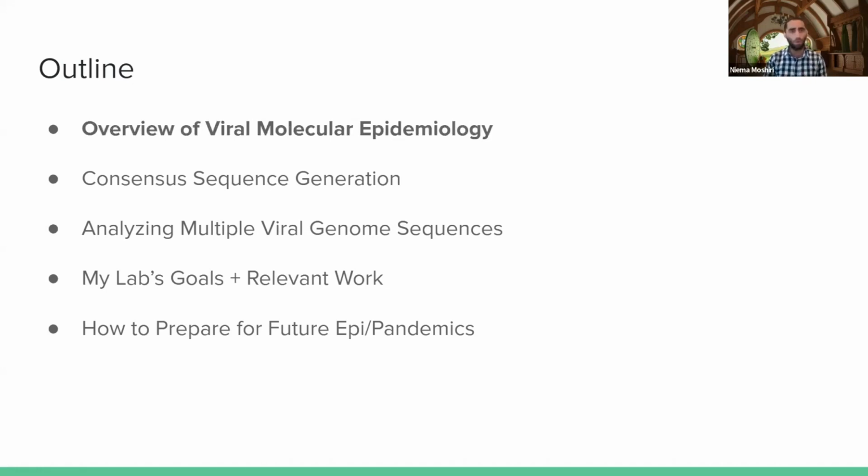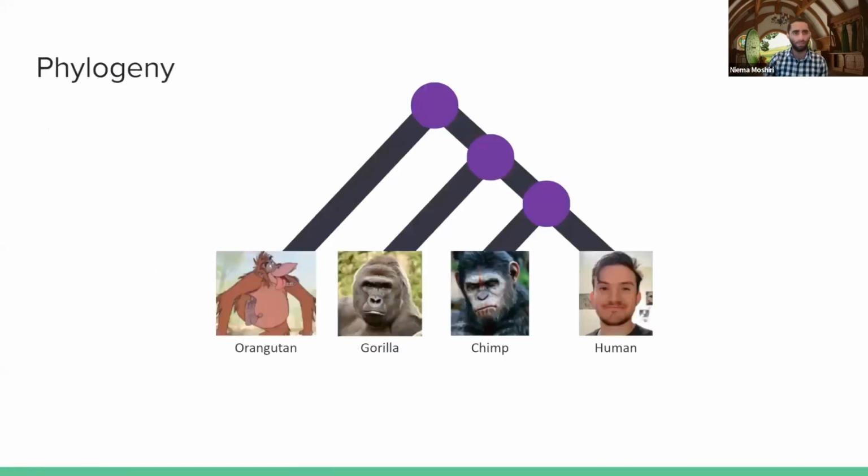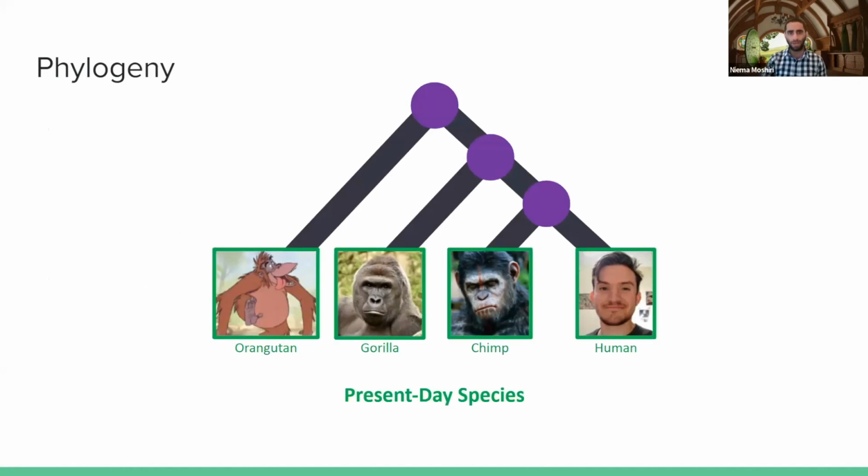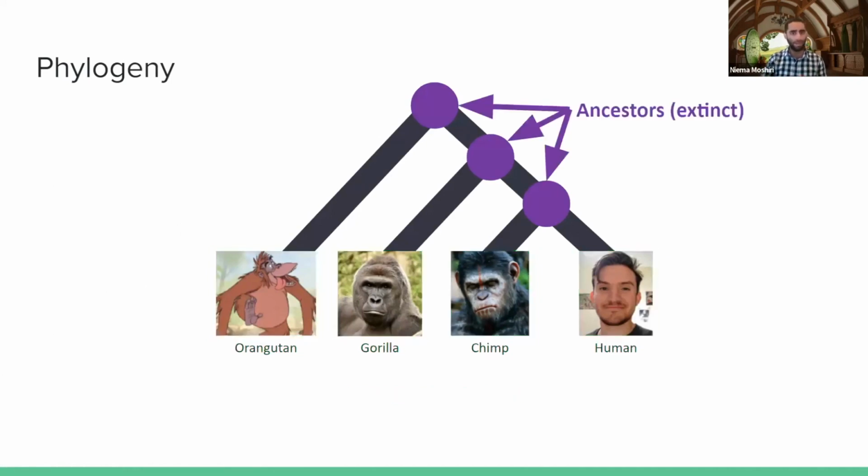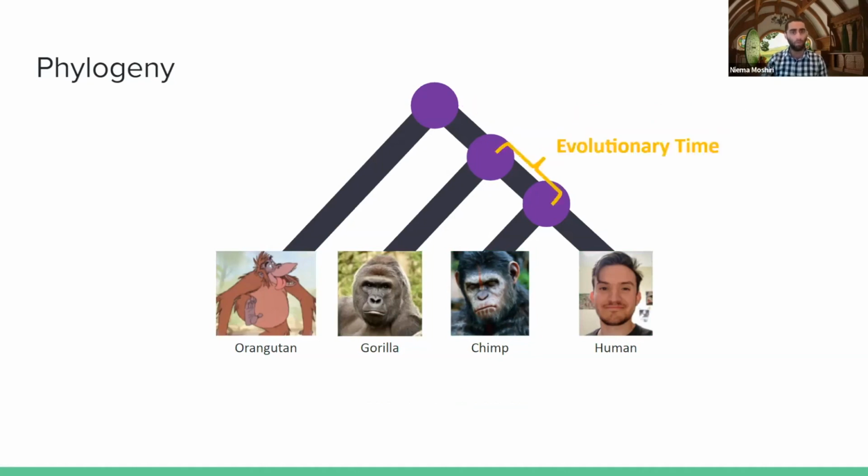So first, just an overview of viral molecular epidemiology in general. Here's an image of a phylogeny. A phylogeny is just a fancy word for an evolutionary tree. It shows the evolutionary relationships between different species, where at the leaves of the evolutionary tree, you have the present-day species, and then the internal nodes represent ancestors, which we typically assume to be extinct. And this is a weighted graph, so the edges, those branch lengths, actually have some meaning.